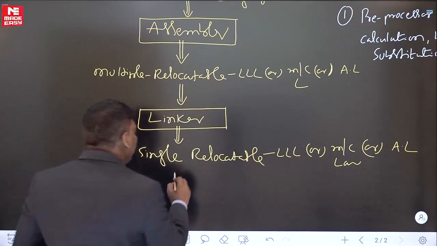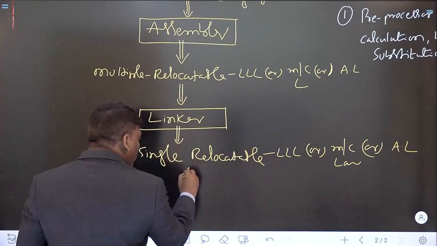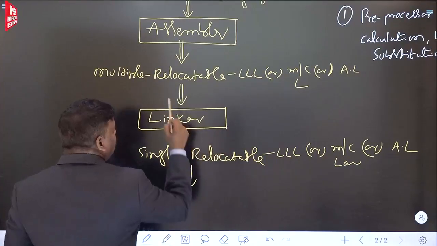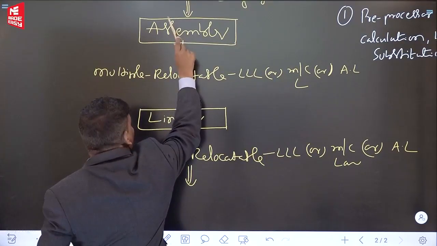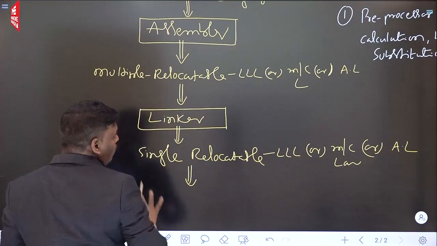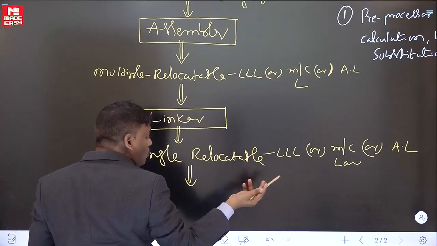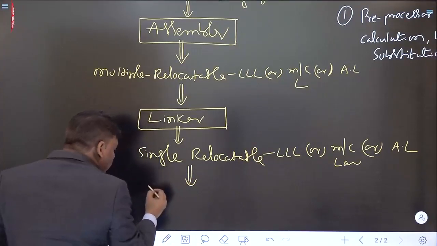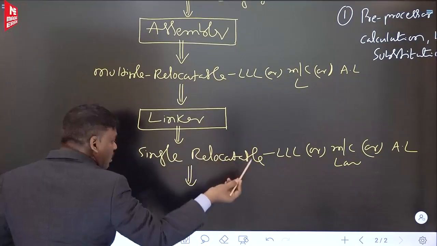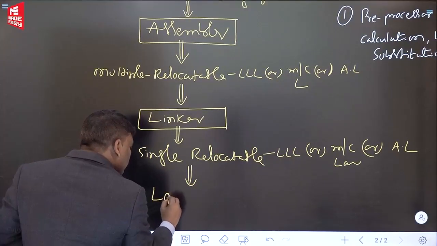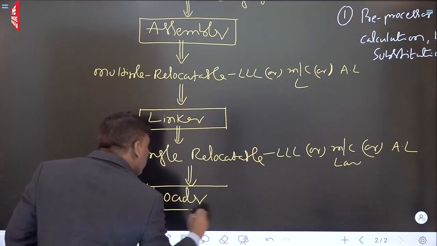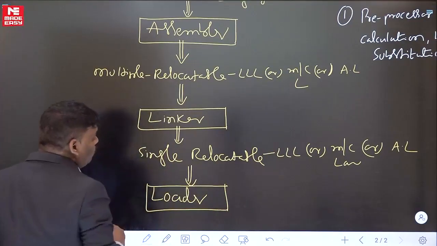Next, when the linker step is also over, everything is ready. Packing is available, like the visa is available. Now you have to go from India to the US. What is the meaning of India to US here? Hard disk to main memory. That is called the loader. The loader will load the program from hard disk to main memory.